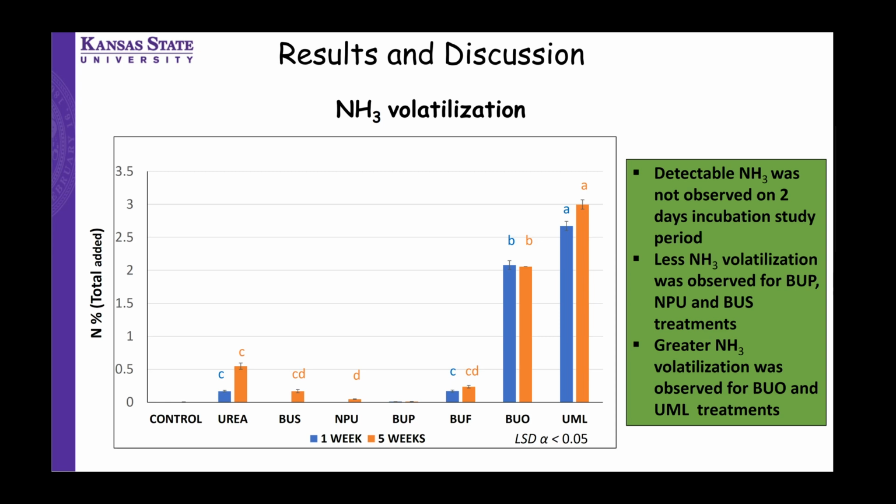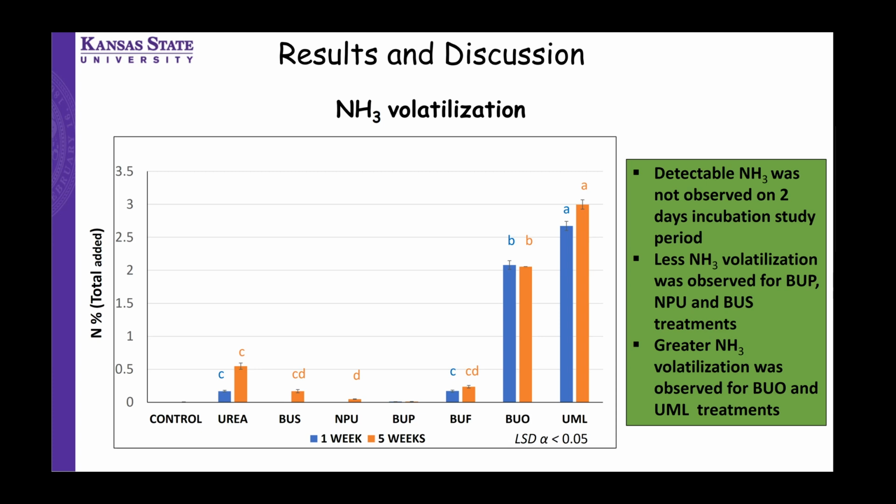But 4 of the co-crystals, BUS, NPU, BUP, and BUF, all have reduced the amount of ammonia that is released into the atmosphere, which is a good thing. And you can see that BUP, for example, basically has almost no ammonia volatilization in this particular process. So that is a great step forward.